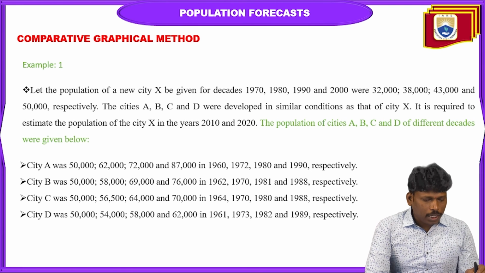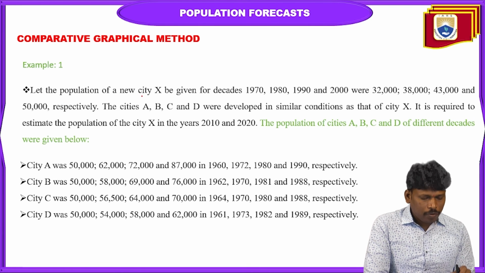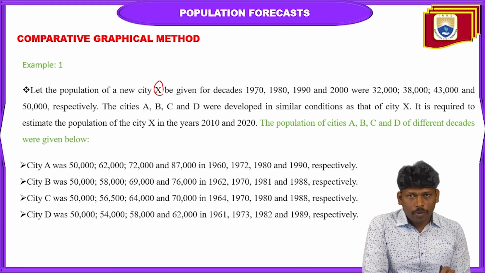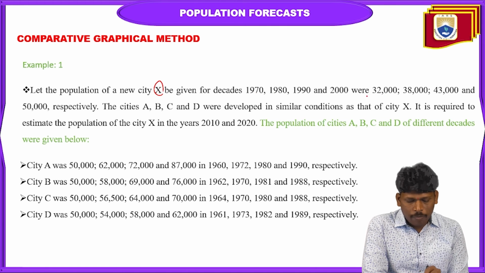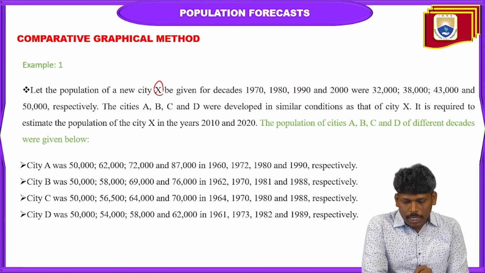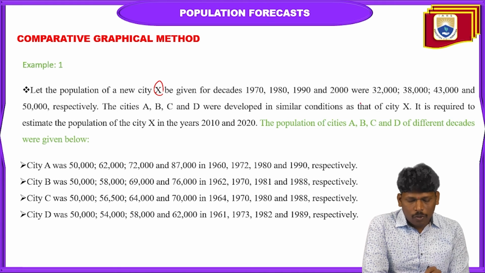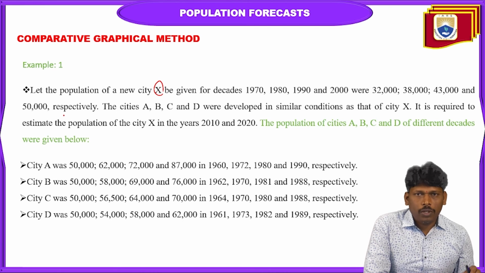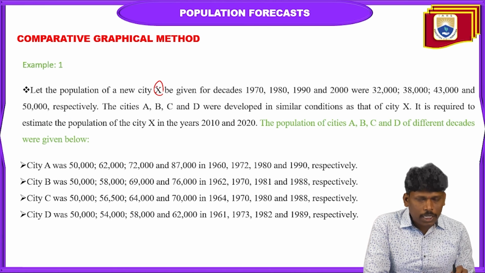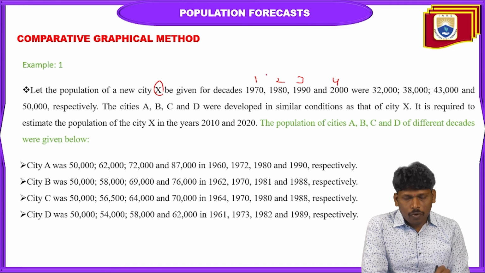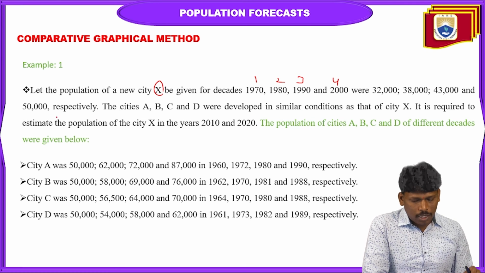Let the population of a new city called X be given for the decades 1970, 1980, 1990, 2000. The population corresponding to 1970 is 32,000, for 1980 it is 38,000, similarly for 1990 it is 43,000, and for 2000 it is 50,000 respectively. So this is the population of city X. So in total how many years are given? 1, 2, 3, 4 decades. Four different years are given.